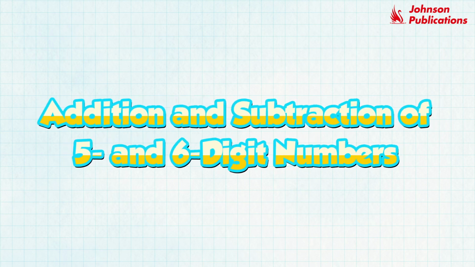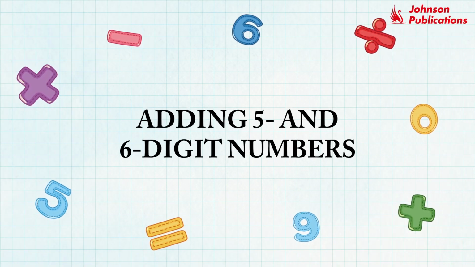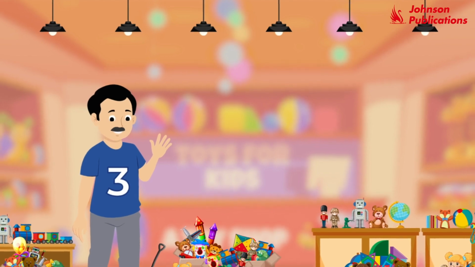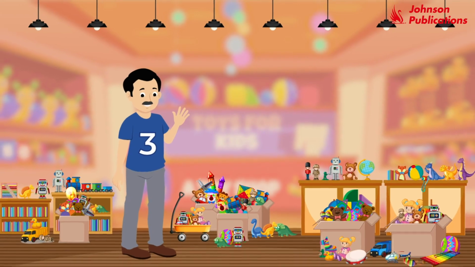Addition and subtraction of 5 and 6-digit numbers. Addition of 5 and 6-digit numbers. Manish runs a factory that manufactures toys for kids.